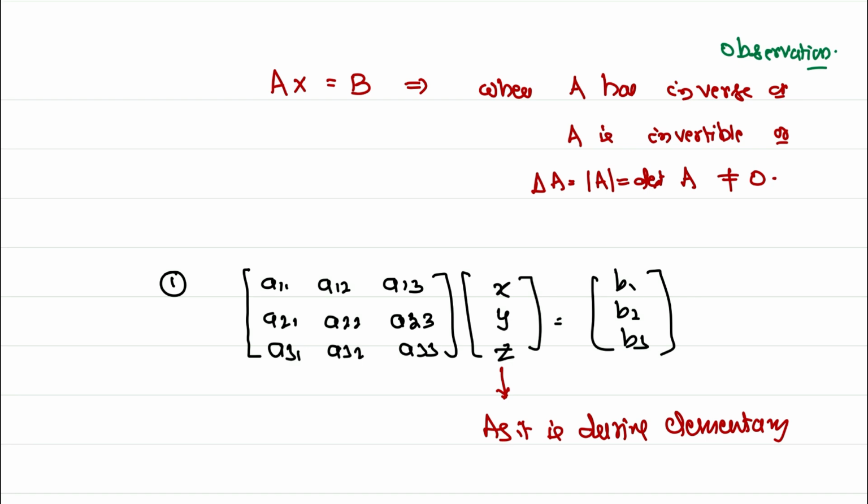They can vary the values, whereas constants, they are not variables. A11 is a constant, it's a coefficient. A12 is a numerical or a constant. A13 as it is during elementary operations.